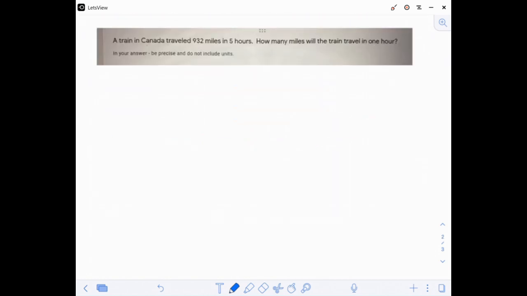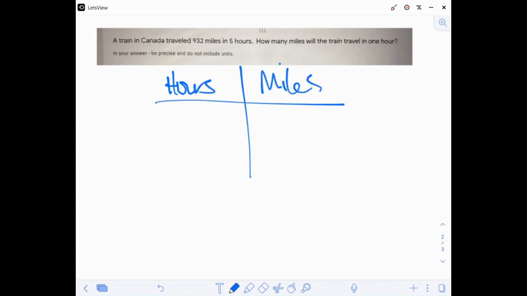The next problem talked about a train in Canada traveling 932 miles in 5 hours. And we're assuming that this train moves at a constant speed. So I'm going to set up that table again. We got hours, travels, miles. Well, I know that it travels 5 hours. It goes 932 miles. I want to figure out how many miles it'll travel in 1 hour.